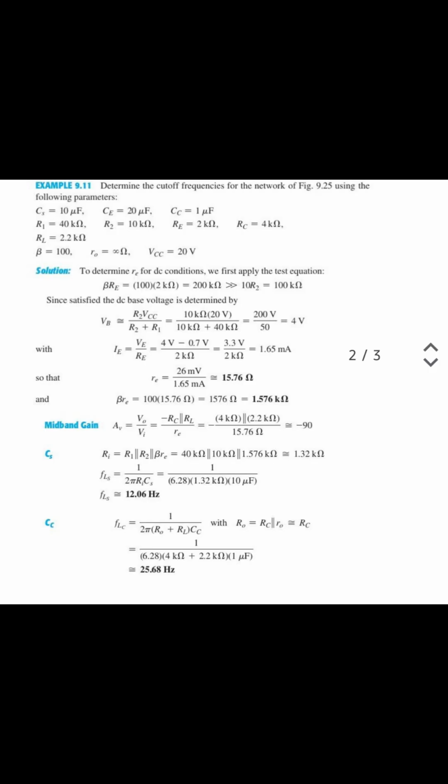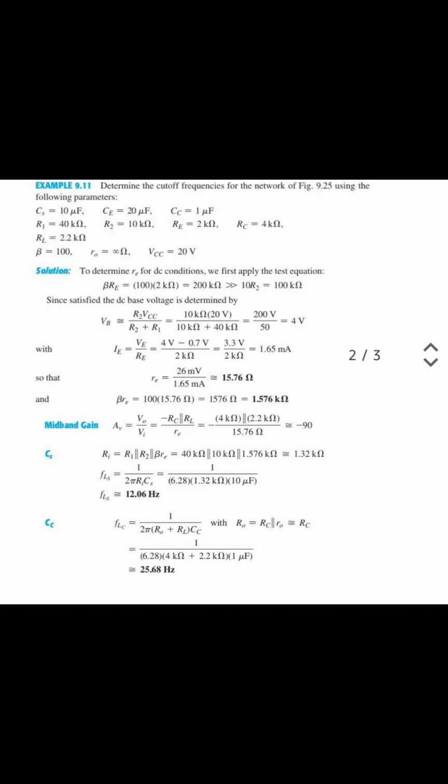1.575 kilo ohms. Now to the mid-band gain, which is AV equal to VO over VI, also equal to negative RC parallel to RL over re, equal to negative 4 kilo ohms parallel to 2.2 kilo ohms over 15.76 ohms, and thus we have approximately negative 90.